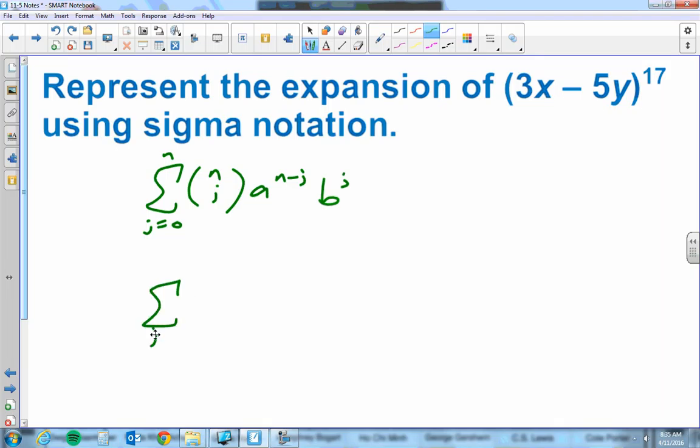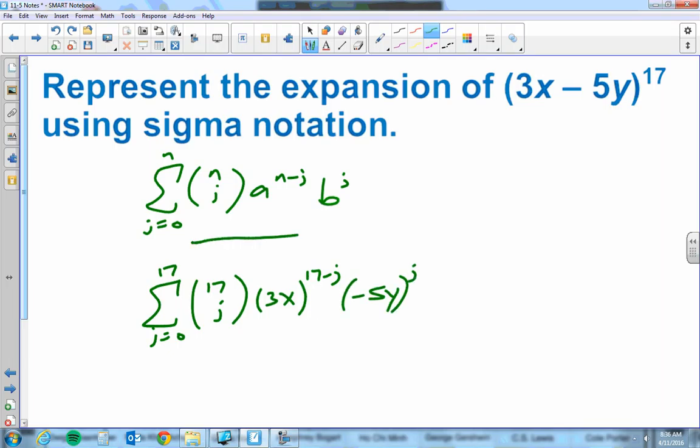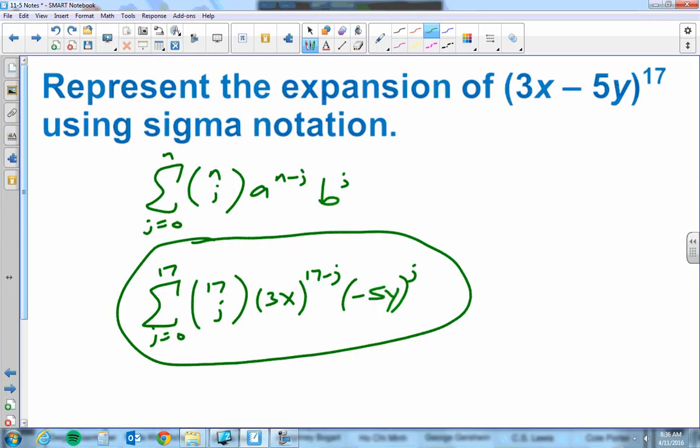So, j is going to go from 0 to 17. And right here, 17 choose j. And then a is 3x, in parentheses, to the power of 17 minus j. And then b is negative 5y to the power of j. Everything gets replaced except for j because it's going to go here. So plugging in a and b. Okay? You try the next one now.